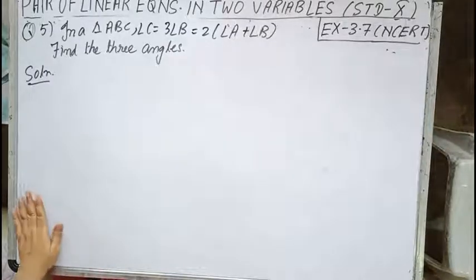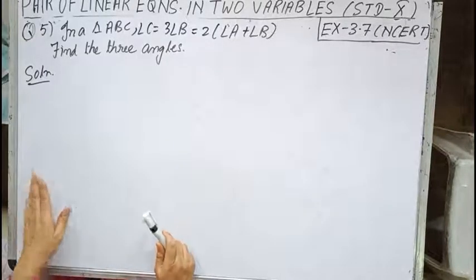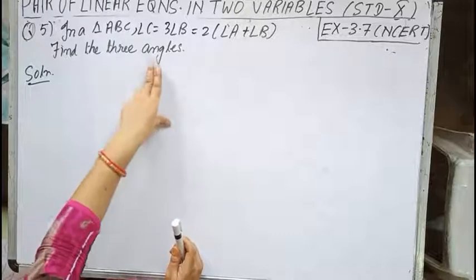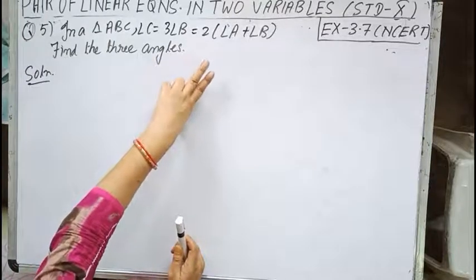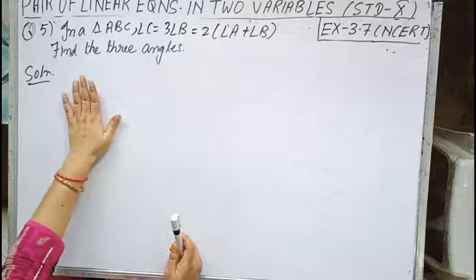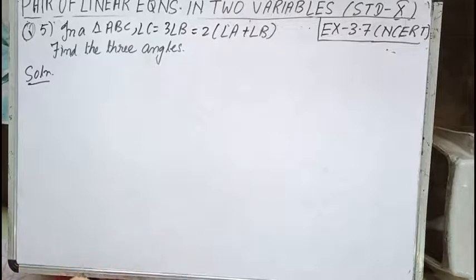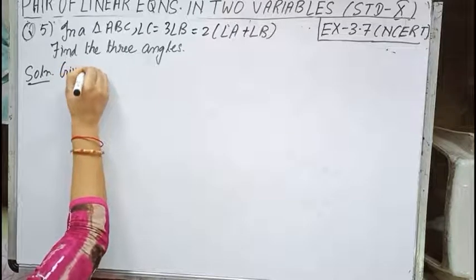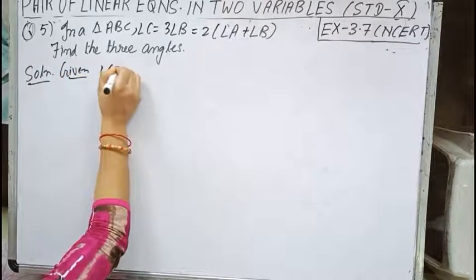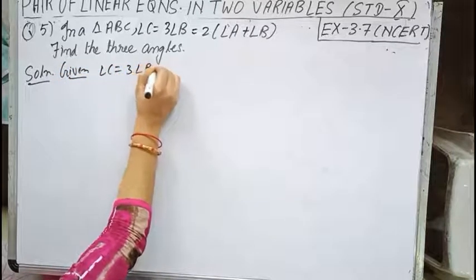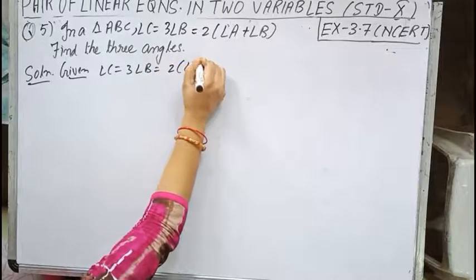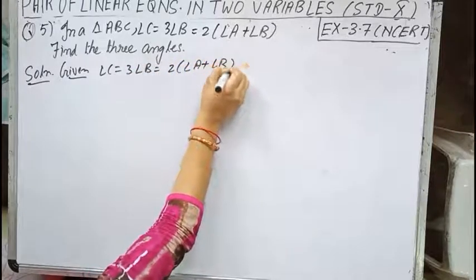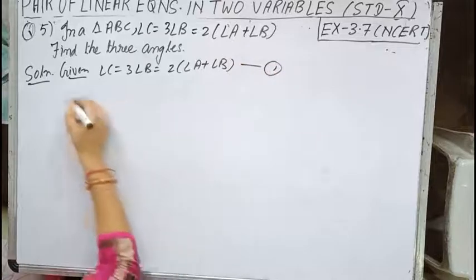Let us move to question number 5. Question number 5 says that in a triangle ABC, angle C equals thrice of angle B equals twice of angle A plus angle B, and we have to find the three angles. So let us start. Given angle C equals thrice of angle B equals twice of angle A plus angle B. Let us make it equation number 1.